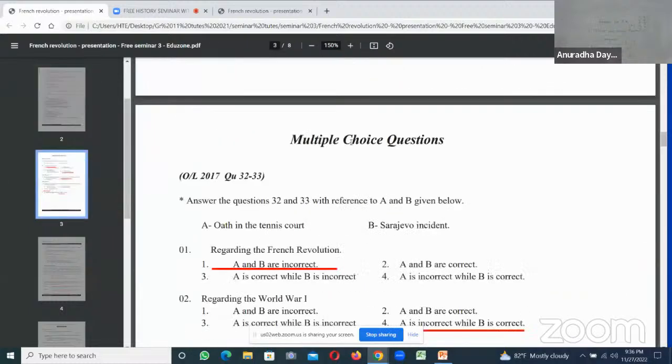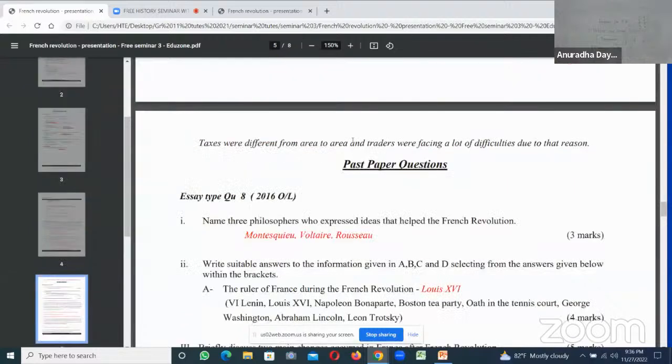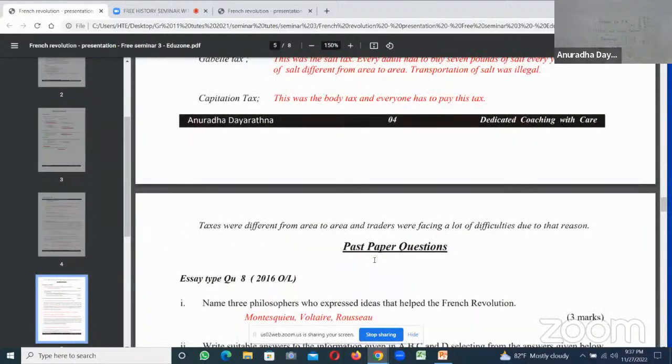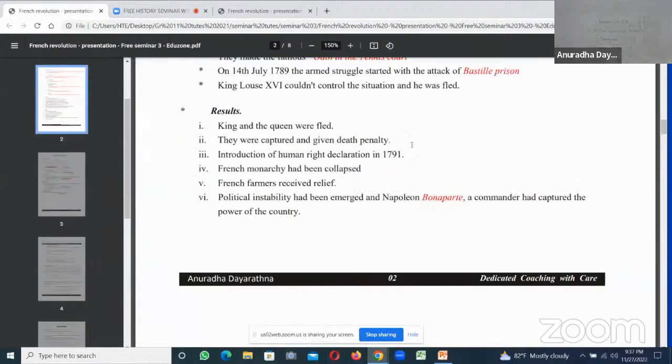Now, what is the question given? Not the model, the past question given from the results. See, this is the question: briefly discuss two main changes that occurred in France after the French Revolution. When writing an answer for such a question, you have to select important headings. Out of all the results, think about what is important. If you can select an important result, just take that and write under it. If you can't select an important factor, you just make a heading and write.